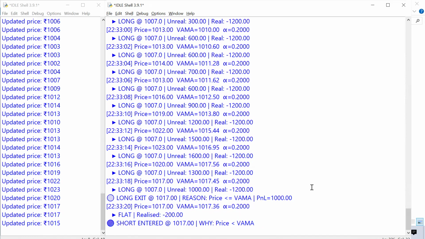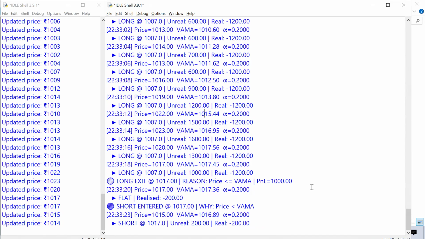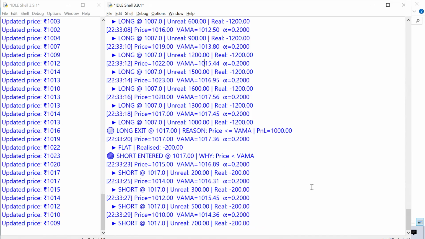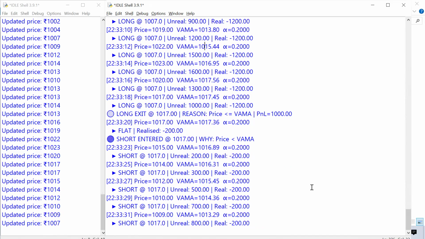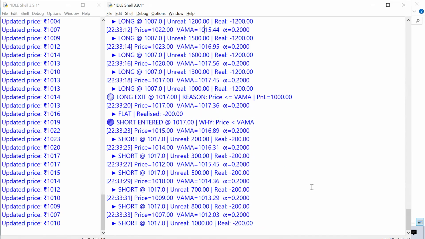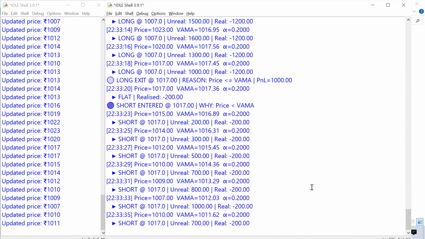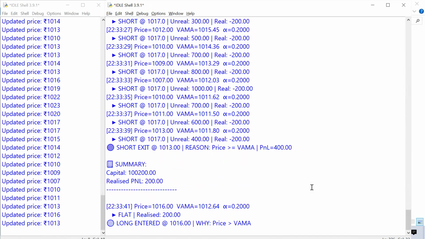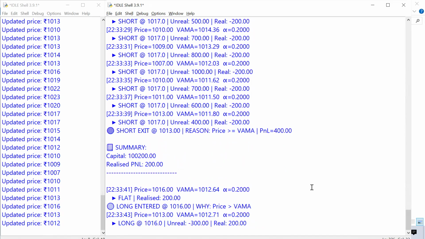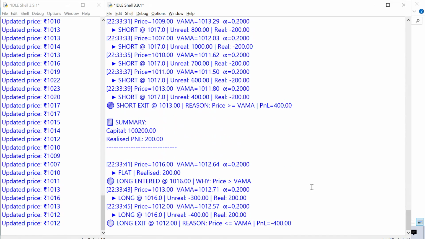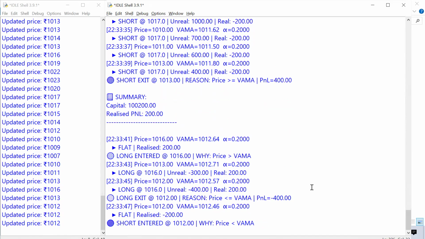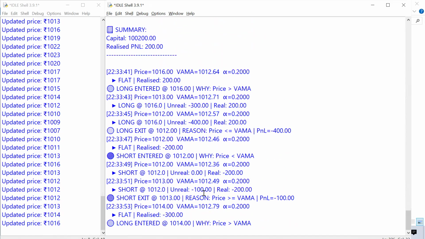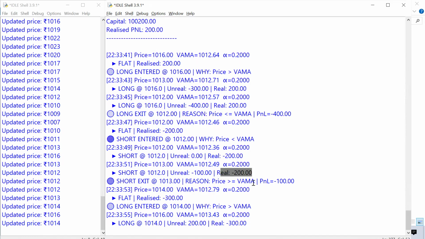Okay, we book 1000 rupees profit. We got a short entry at 1007. We are currently getting a profit. We will not book this until the price goes above the VAMA value. Okay, we exit the position because the price is above VAMA. We have to exit the long position. We got the short position again. See, the loss has been minimized. It works very beautifully.